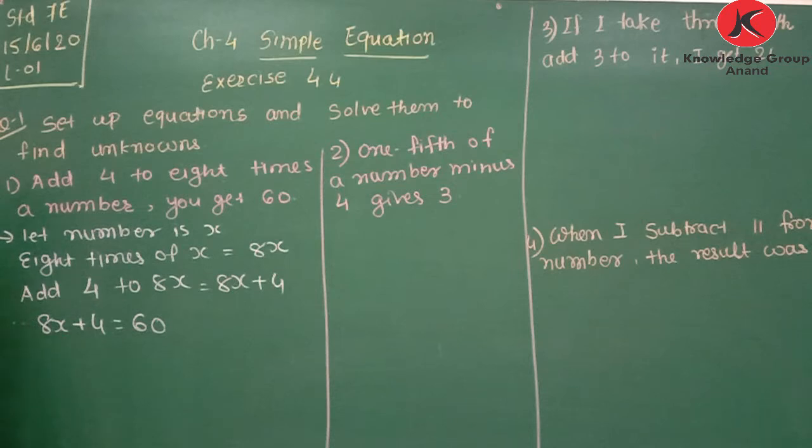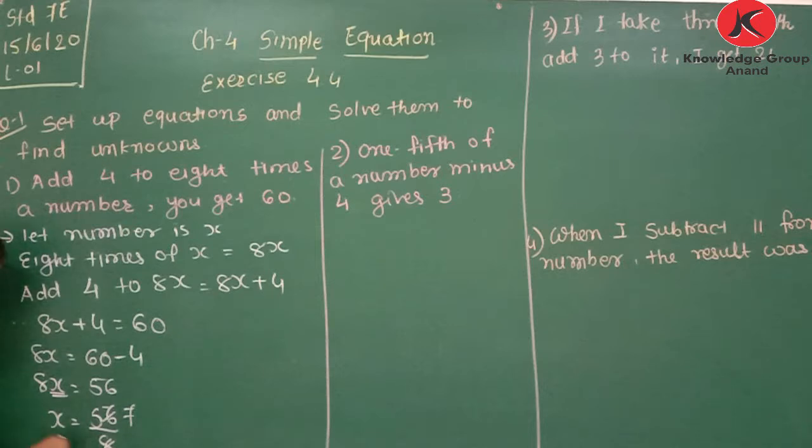Now we have equation and we know how to solve the equation. 4 is an addition, on right side it becomes subtraction, transpose method. So 8x is equal to 60 minus 4. 8x is equal to 56. Now we need to find x variable. So we need to move 8 from the left side. It will be in a divide because 8 is in a multiplication. So x is equal to 56 by 8.